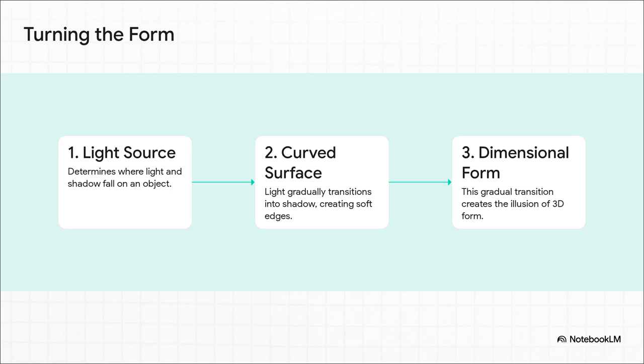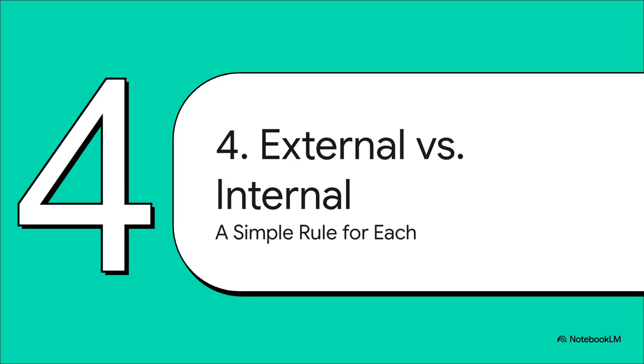That transition is your soft edge. And third, that beautiful gradual blending is what tricks our eyes into seeing a three-dimensional object. And hey, as an oil painter, you have a huge advantage here because that slow-drying paint is perfect for creating these beautiful, seamless blends.